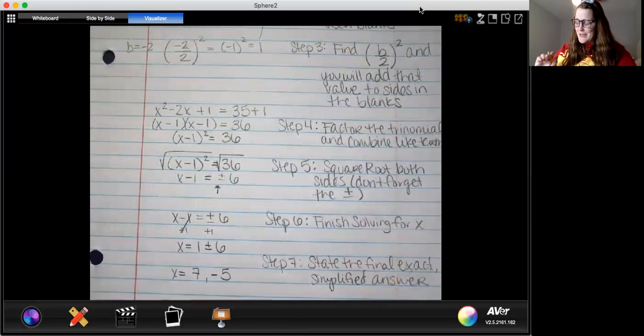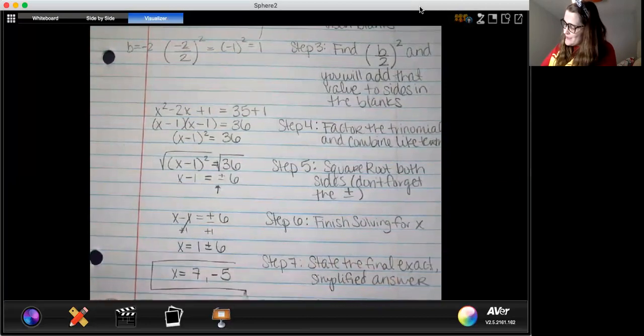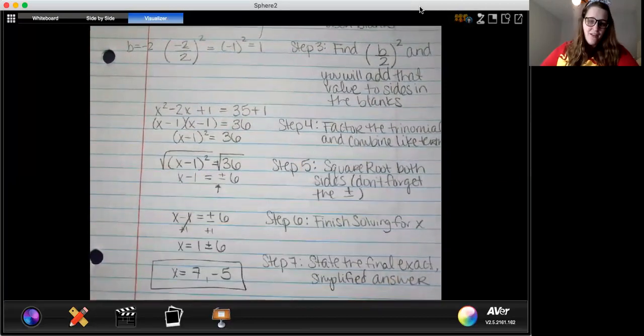Okay, so step 7, state your final exact, comma, simplified answer. So therefore our answers would be 7 and negative 5. Okay, so let's review those 7 steps before we move on to question number 2.